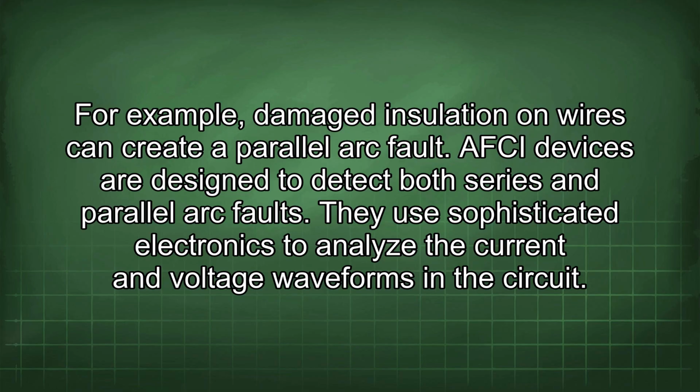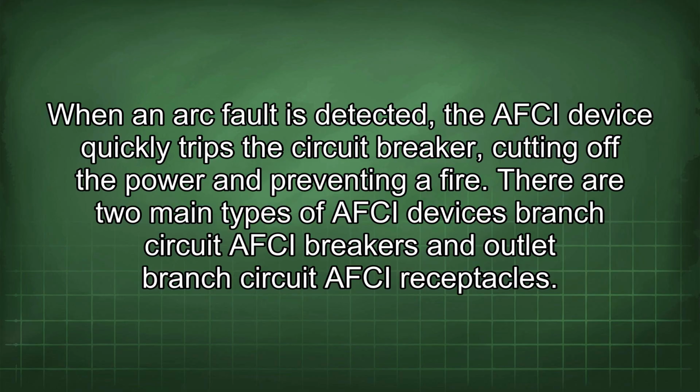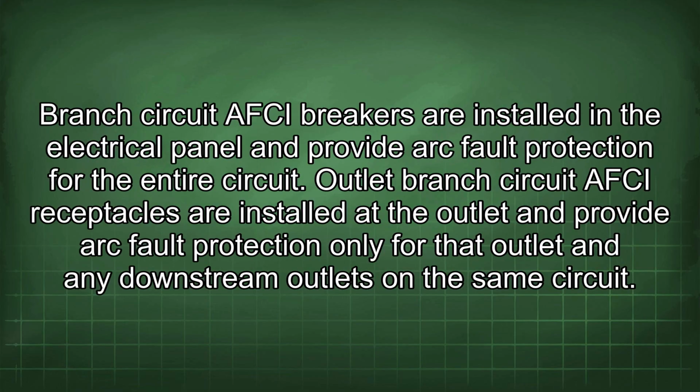AFCI devices are designed to detect both series and parallel arc faults. They use sophisticated electronics to analyze the current and voltage waveforms in the circuit. When an arc fault is detected, the AFCI device quickly trips the circuit breaker, cutting off the power and preventing a fire. There are two main types of AFCI devices: branch circuit AFCI breakers and outlet branch circuit AFCI receptacles. Branch circuit AFCI breakers are installed in the electrical panel and provide arc fault protection for the entire circuit. Outlet branch circuit AFCI receptacles are installed at the outlet and provide arc fault protection only for that outlet and any downstream outlets on the same circuit.